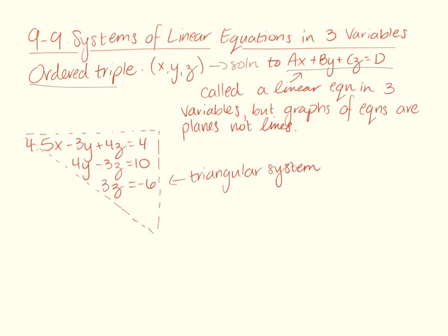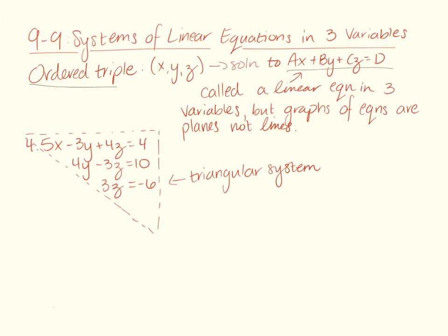Okay, so let's look at some examples. In number 4, we're given 3 equations. The first one says 5x minus 3y plus 4z is equal to 4. The second one says 4y minus 3z is equal to 10. And the third one says 3z equals negative 6. Now, if you've noticed, I've drawn a dotted triangle around this. This is because this is what's called a triangular system. And we're going to use triangular systems to solve all of these linear equation systems, okay? Mostly because it's neat and it's tidy and it's pretty much one of the simplest ways to do this.